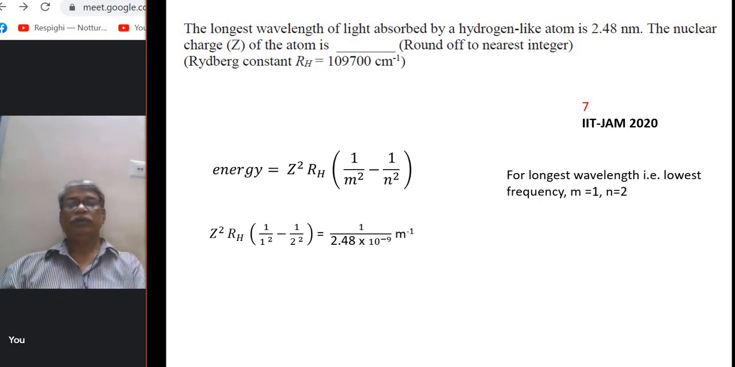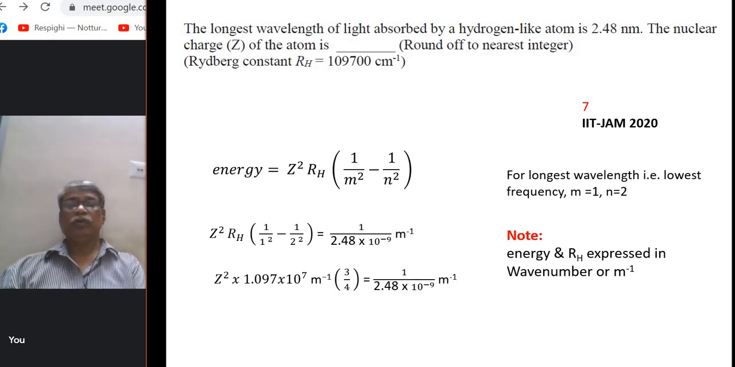So just put in the values, and note that everything is given in meter inverse unit. The Rydberg constant is given in centimeter, you can convert it to meter, and the wavelength is also given in meter, so 1 by lambda is meter inverse. So you can use these values in the equation to get Z square is 49, so Z becomes 7.